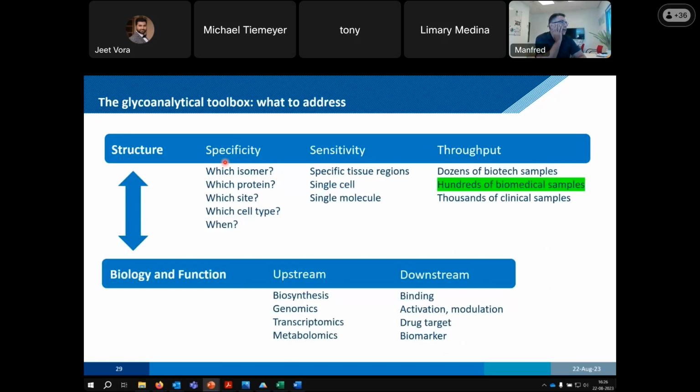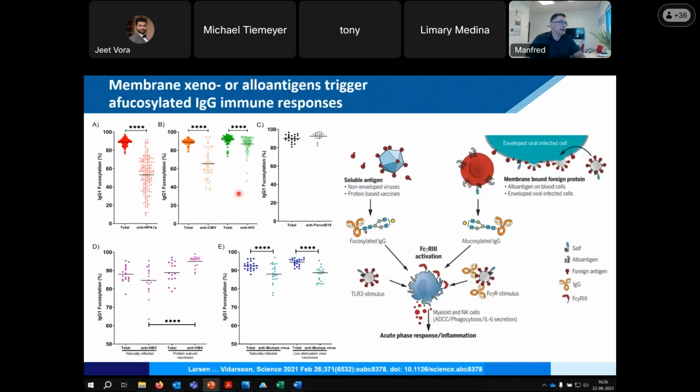Okay, now in the third part of my talk, I want to look at higher throughput analyses. And in this case, we are dealing with hundreds of samples, of clinical samples. And I chose, again, antibody profiling. And so what we did for many years is look at specific antibodies. Here we did not do intact antibody analysis, but glycopeptide-based analysis. And what we focused on for a big part is the level of fucosylation.